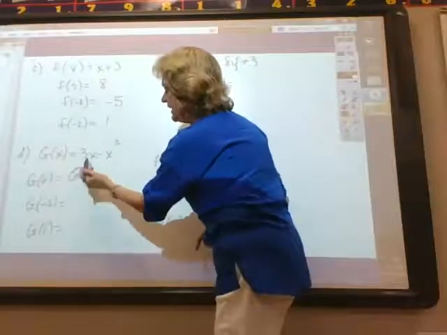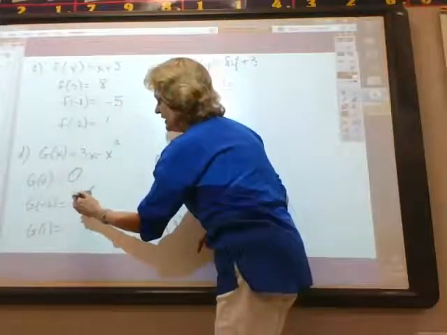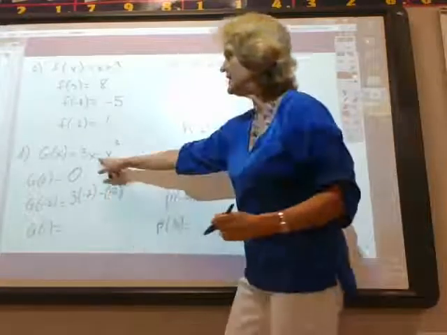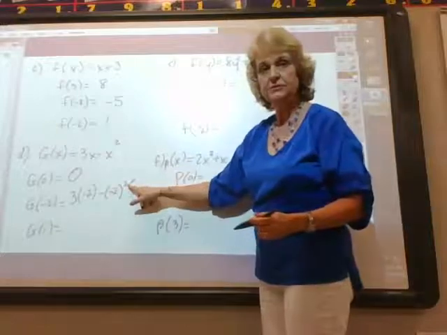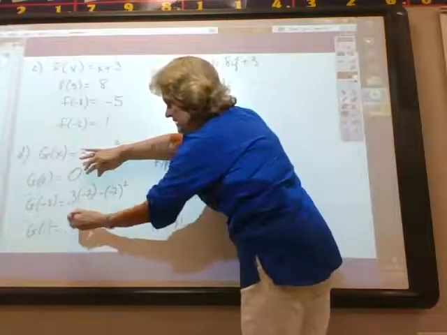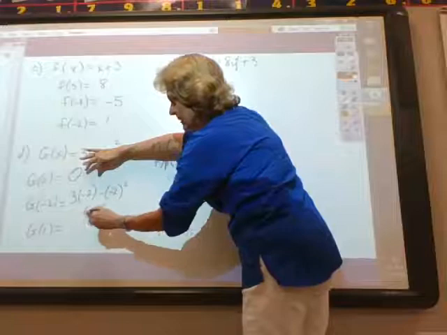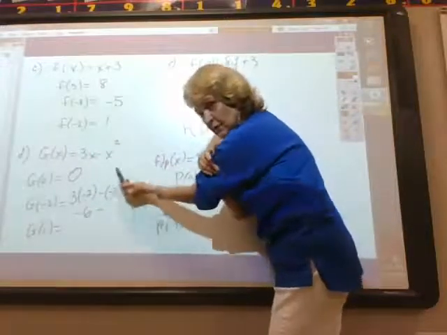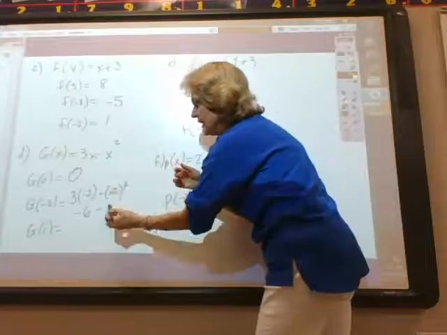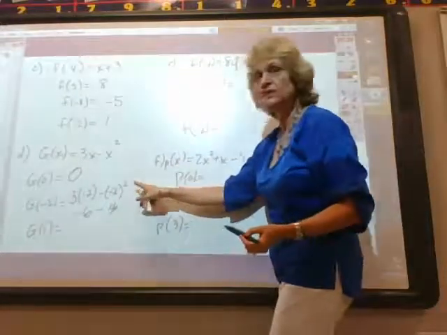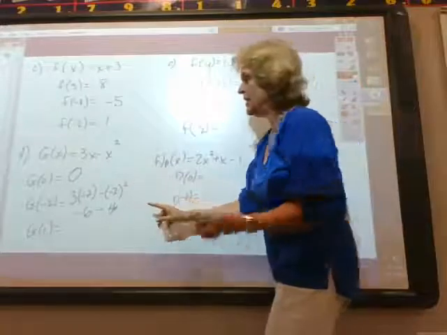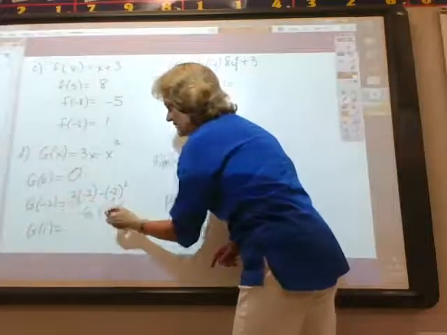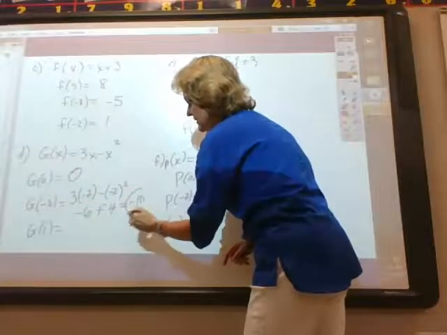So I'm going to plug in where I see an x, negative 2. Notice it's minus, and I'm plugging in a negative 2. All right, so 3 times negative 2 is negative 6. Minus, now don't try to add the opposite here. You have to do the exponent first. So you're subtracting a 4. Negative 2 getting squared is positive 4. Now, you're going to be adding the opposite. So g of negative 2 is negative 10.